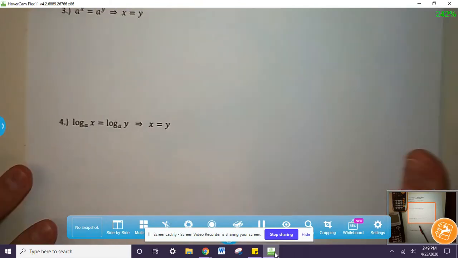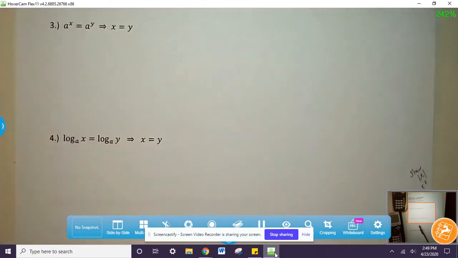Okay, next properties. Those two kind of go together. The next properties, 3 and 4, also kind of go together. So these are called one-to-one properties.